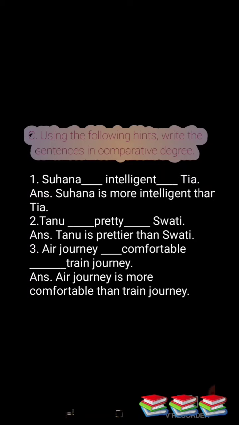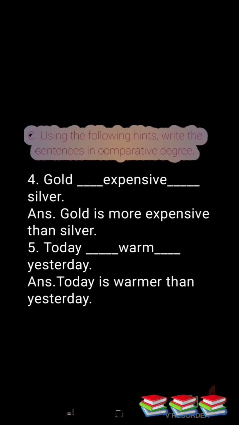the two things only. So next one is gold, expensive, silver. Gold is comparing with silver. Gold is more expensive than silver. Today, warm, yesterday. Today is warmer than yesterday. You can see that in all the sentences I use comparative degree because we are comparing only two things.